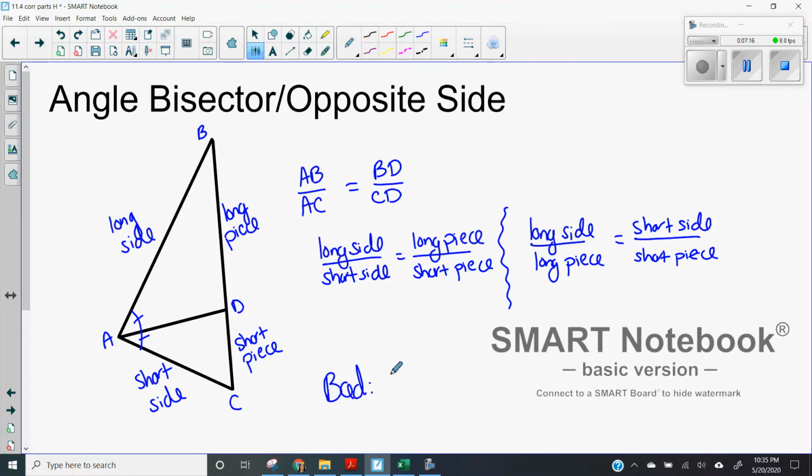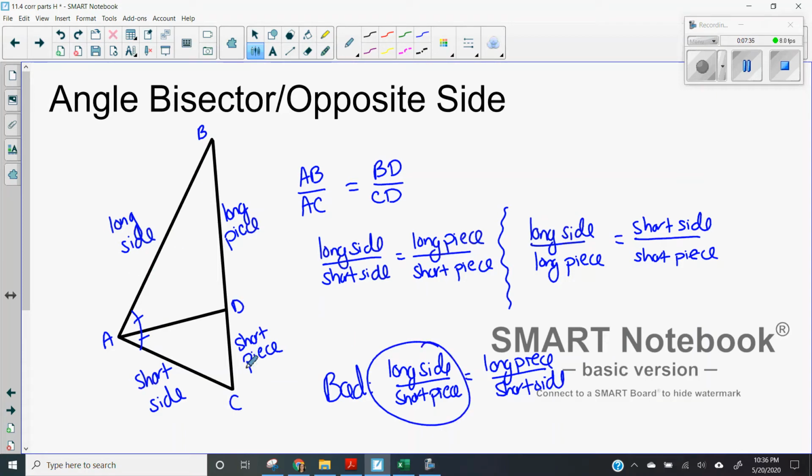So what I wouldn't want to do is compare long side to short piece equals long piece to short side. There's no reason we would even want to take the ratio of the long side to the short piece. Too much inconsistency there. Okay. Let me do 2 practice problems with you with this particular relationship.